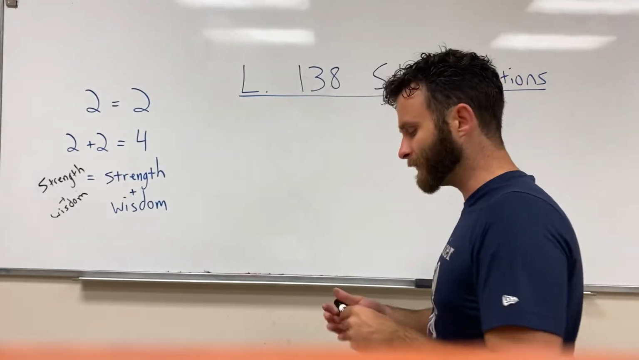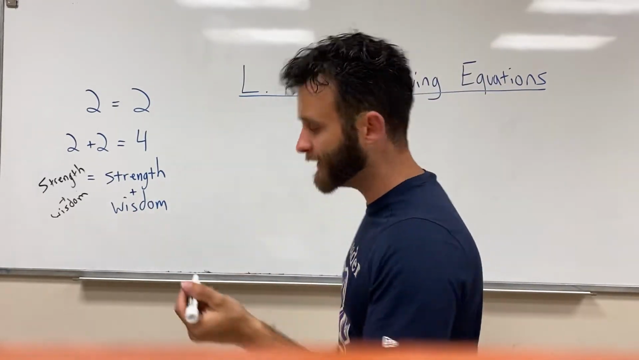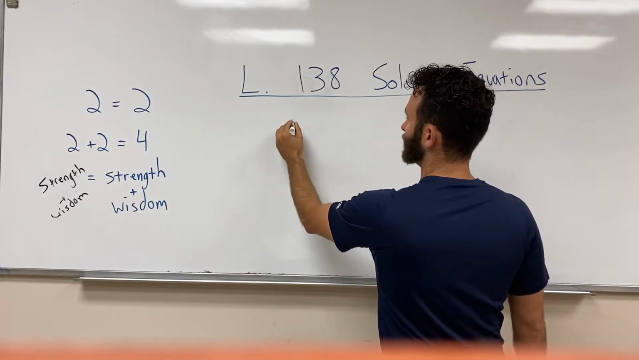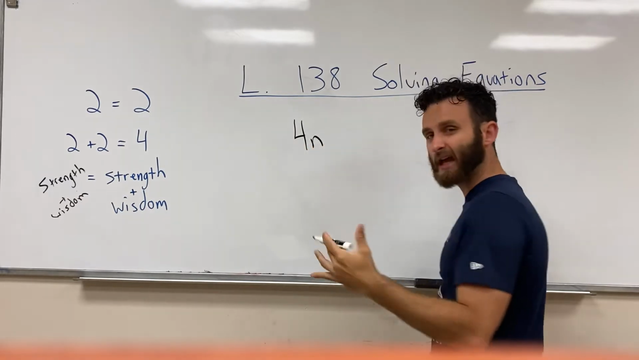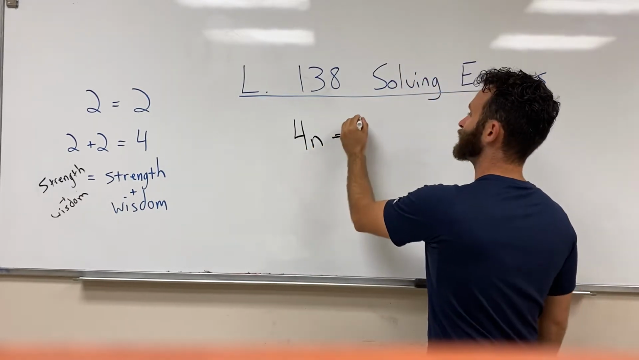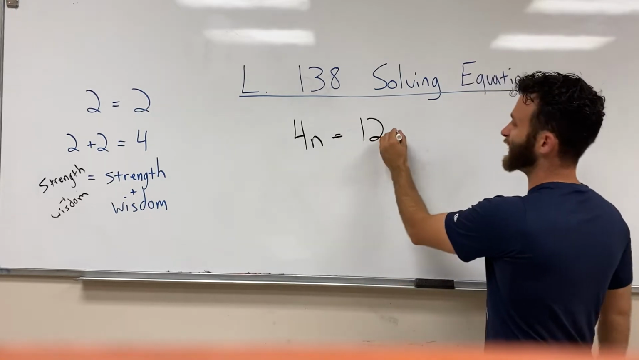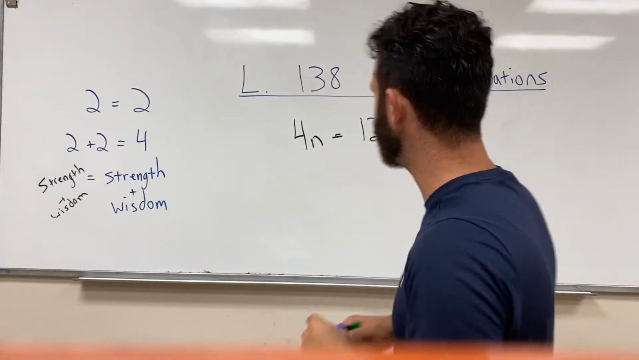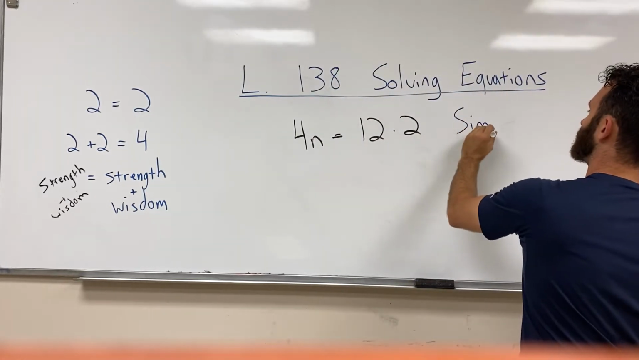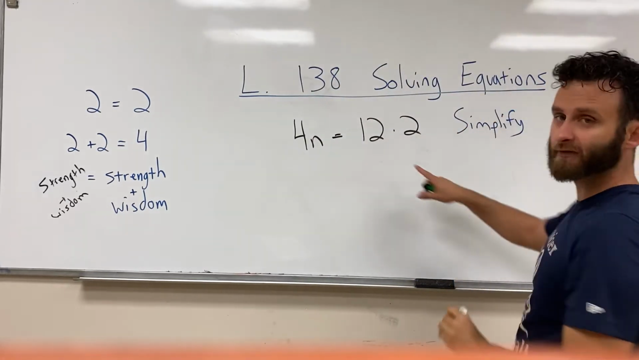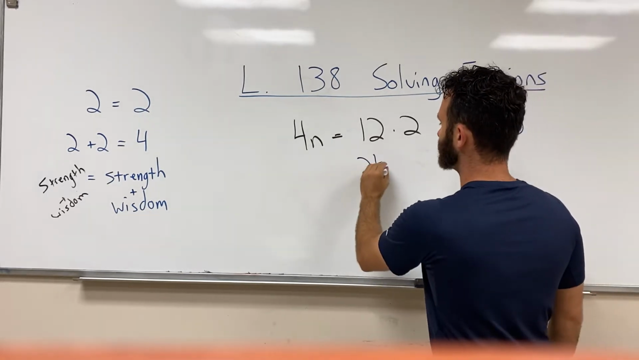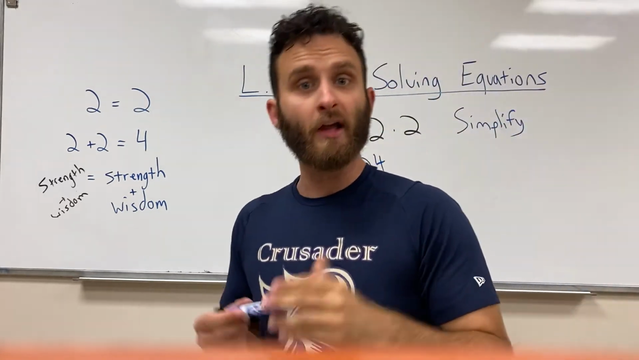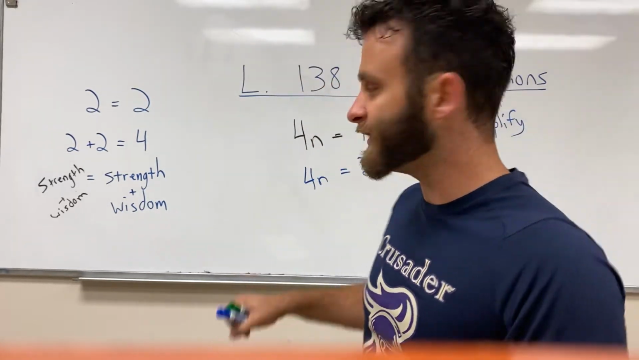Now we're gonna use a new letter, okay? Because you can use any letter of the alphabet. So 4n, we'll just use n again, I guess, equals 12 times 2. So the first step, again, is to simplify. So we're going to simplify 12 times 2, which is 24. And we cannot simplify on the other side. So 4n equals 24.